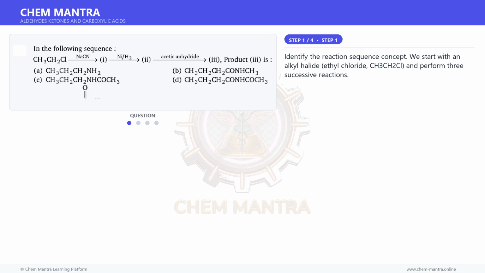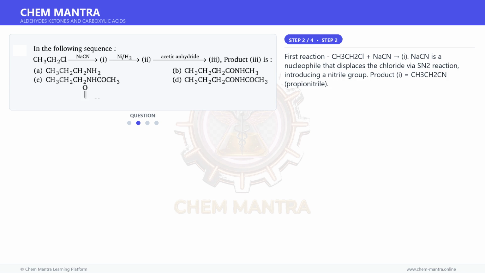We start with an alkyl halide, ethyl chloride, CH3CH2Cl, and perform 3 successive reactions. Moving on to the next step. First reaction, CH3CH2Cl plus NaCN. Cyanide is a nucleophile that displaces the chloride via SN2 reaction, introducing a nitrile group. Product 1 is CH3CH2CN, propionitrile.